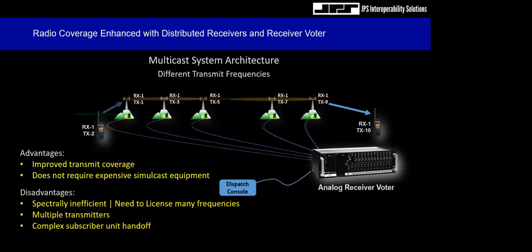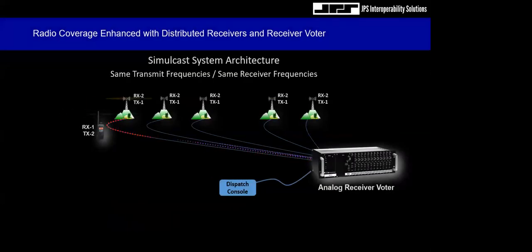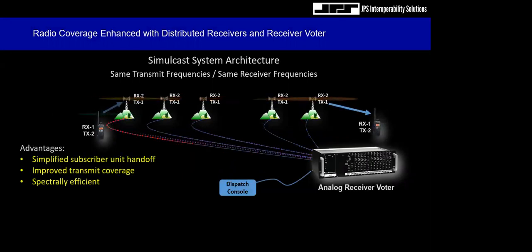So this is still a viable system. There are lots of multicast systems out there, and the licensing of the transmit frequencies can be an issue because this is now a spectrally inefficient system, right, with multiple transmitters, which again will cost me some money. The other system, which I like to call the pinnacle of radio systems in terms of coverage, is a simulcast system.